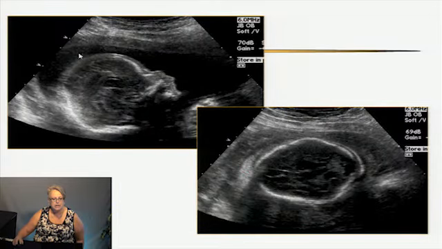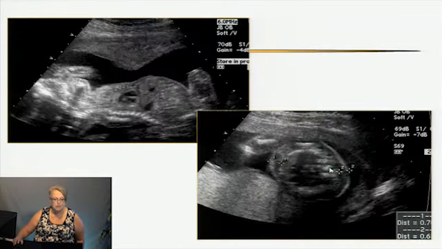So looking at the head, what do you think about that head shape? Look at that. It's not a normal head shape. Now we're looking at the coronal view, from the chest down to the abdomen. The abdomen was measuring on target, but look at the size of that chest. It has a bell-shaped appearance.